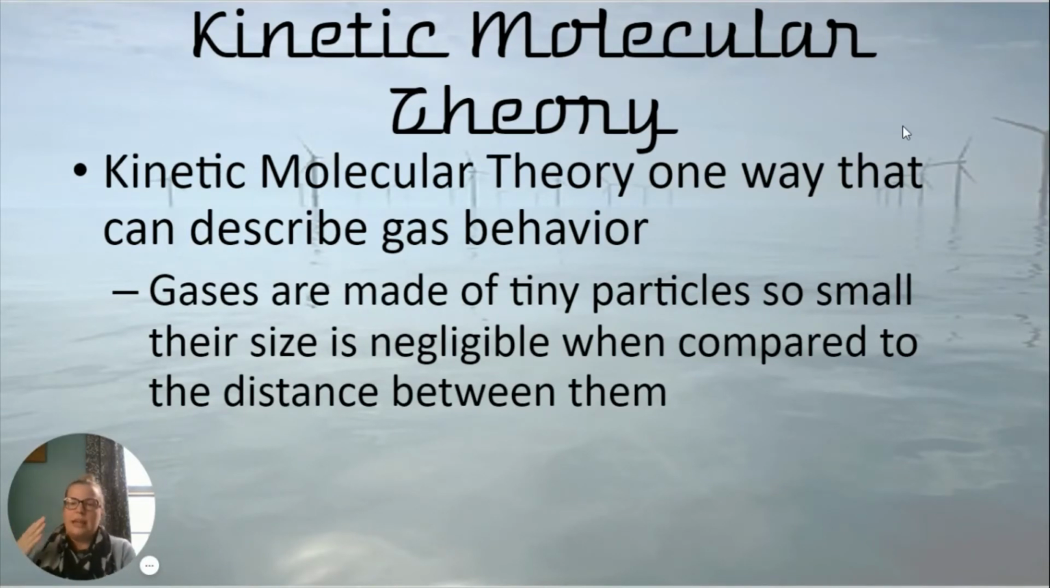So the first one is that gases are made of tiny particles so small that their size is negligible when compared to the distance between them. So what that means is that if you could take out a teeny tiny ruler and measure the size of a particle and then measure the distance between that particle and another one, the distance between them is so big that the size isn't super important. And that just tells us that if I say I have a 2-liter container of gas, I'm just going to say that my whole gas is 2 liters. I'm not going to take out the volume of those particles.